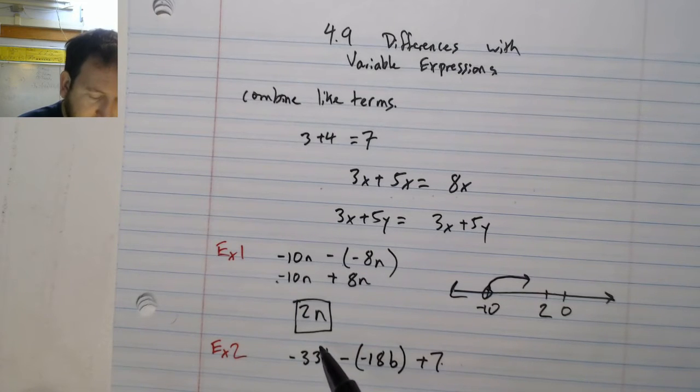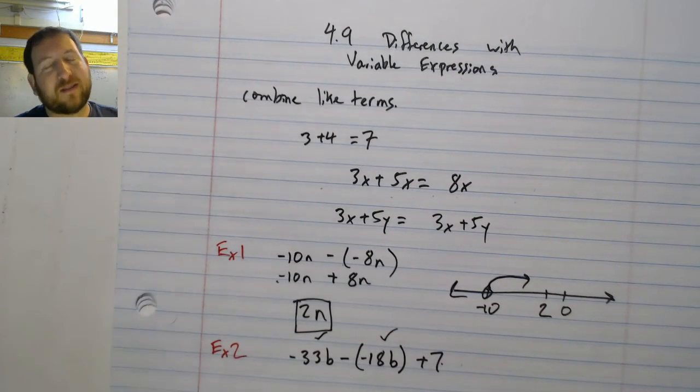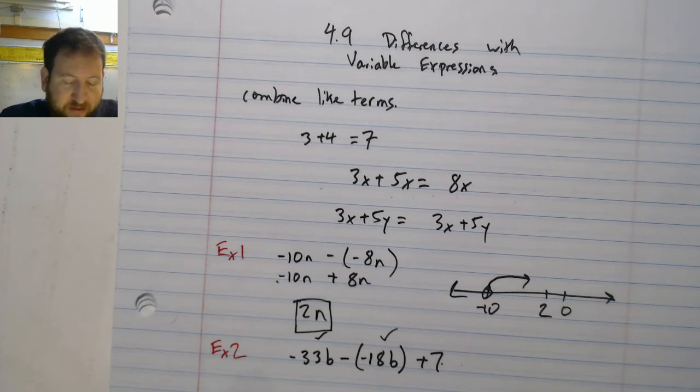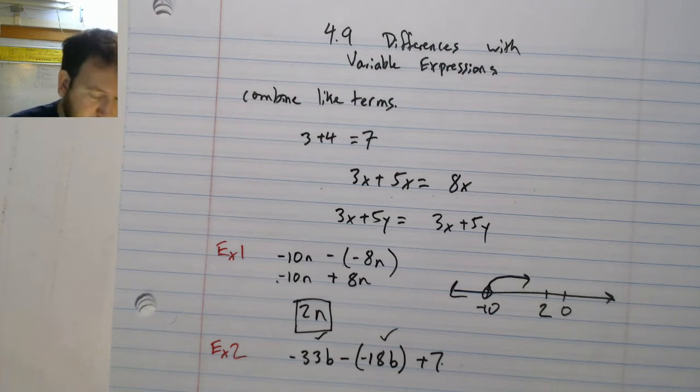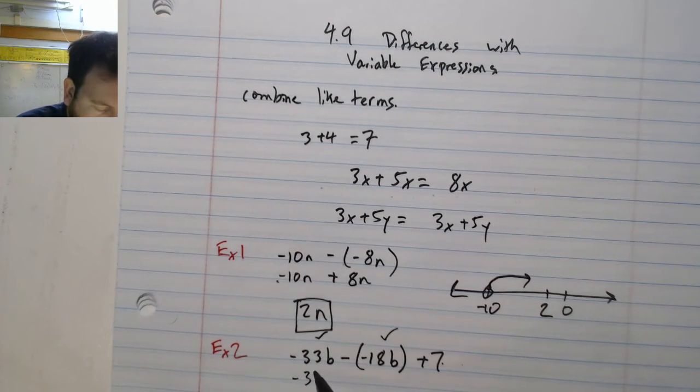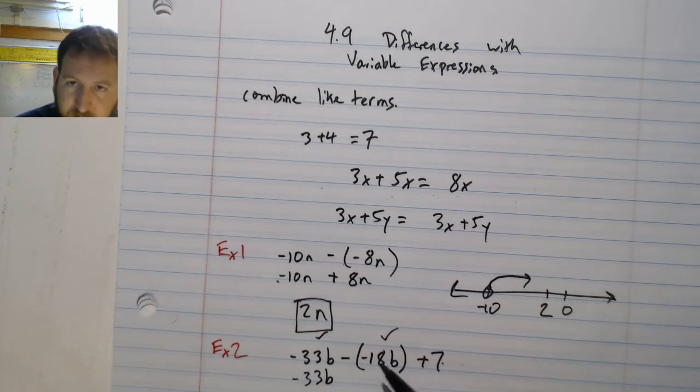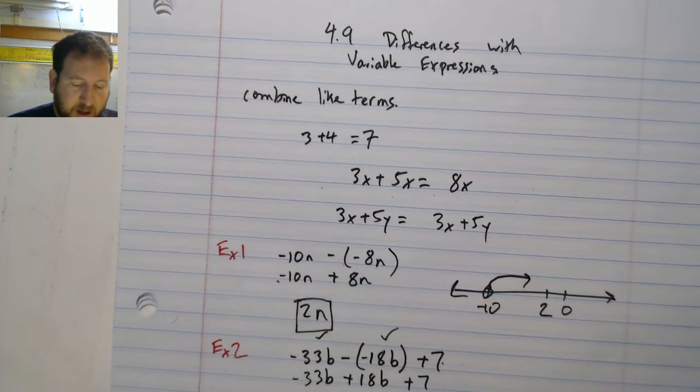All right, so in this case, what like terms can I combine? Well, I can combine this one, yes, and this one, yes. But this 7, I can't do anything with that 7 because there's no other numbers that don't have a variable with them. So I'm not going to be able to simplify that part. But here I can write negative 33b, and the opposite of a negative is a positive, plus 18b plus 7.